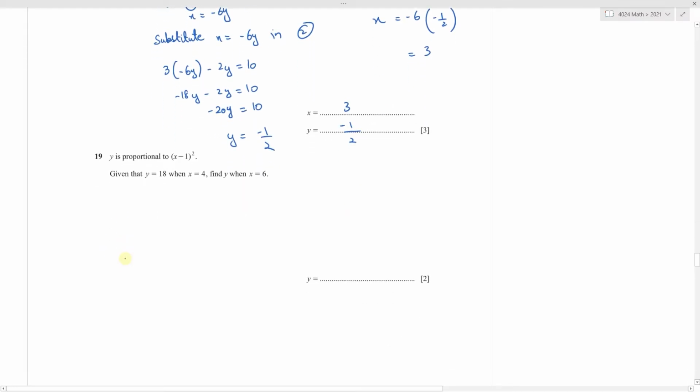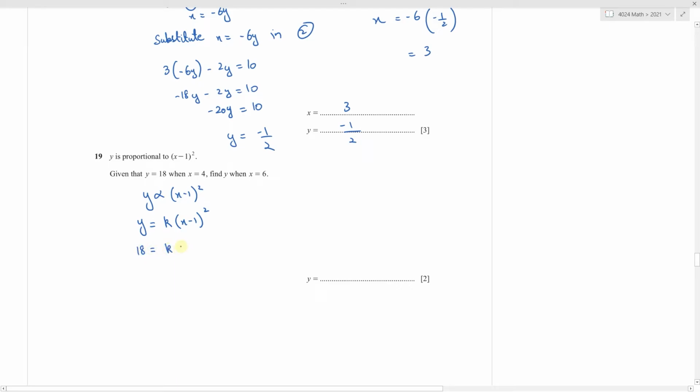Let's move on to the next question. Y is proportional to x minus 1 whole square. So y is directly proportional to x minus 1 whole square. That means y equals some constant k times x minus 1 whole square. So let's first find the value of k. We are given y equals 18 when x equals 4.